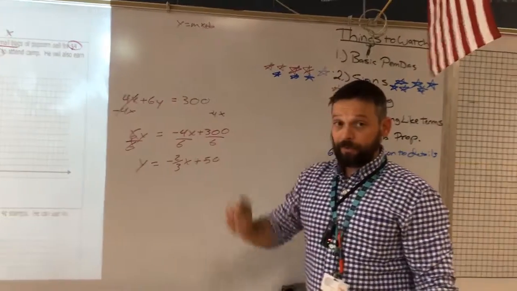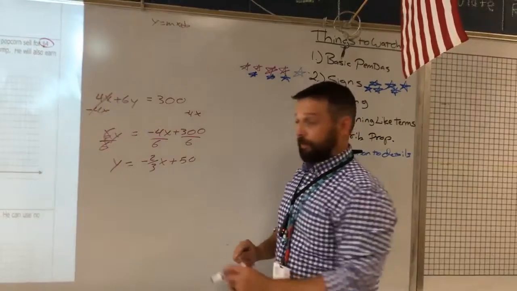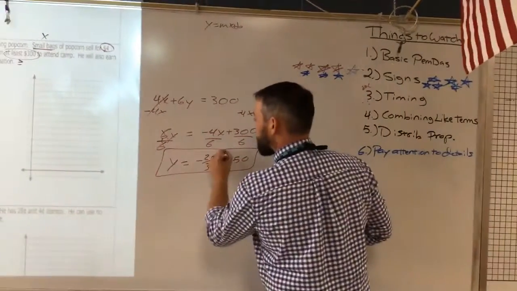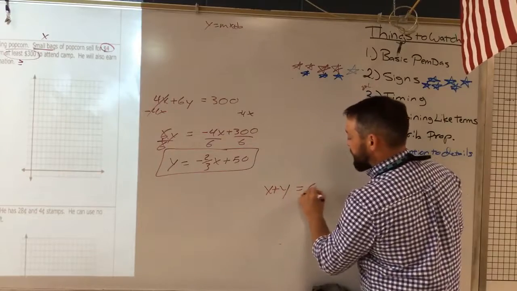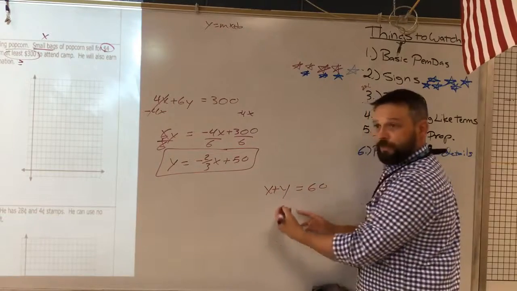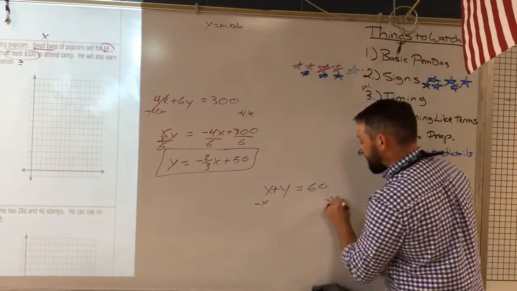But let's do the other one and see what it's going to look like. So that's the first one. My second one is x plus y equal to 60. Still solving for y, so I'm going to subtract x.